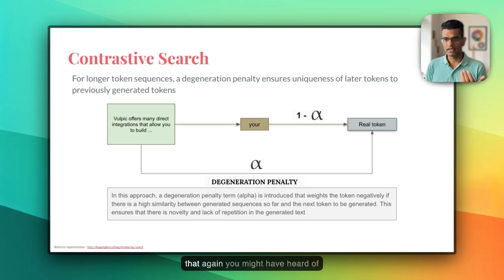Another parameter that you might have heard of quite often and that you will come across is the temperature parameter, which works very similarly to the degeneration penalty.